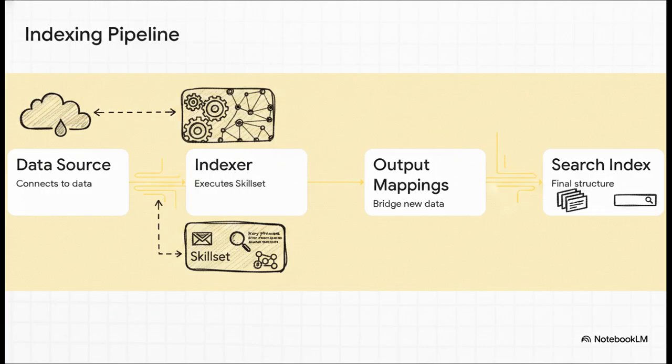Now, here's the absolutely crucial part for the exam, so listen up. If you're using AI to enrich your data, say extracting key phrases or using NLP to detect and redact PII categories, you create what's called a skill set. And the skill set attaches directly to the indexer, not the index itself. I'll say that again. It attaches to the indexer. The indexer executes the skill set, creates the enriched data, and then uses output field mappings to basically bridge that new data into the final search index. Just remember that connection. Skill set attaches to indexer.